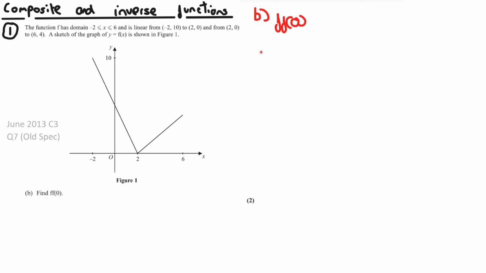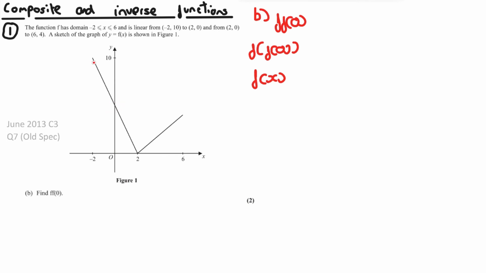So this is f of f of 0, and I want to remind you of something that we did at the start, that another way we can write this is f of 0, like this. So this is f of x, but instead of x we've got f of 0, and this is useful because we can find the value of f of 0 from this graph here.